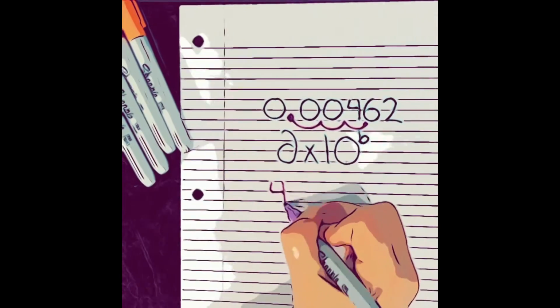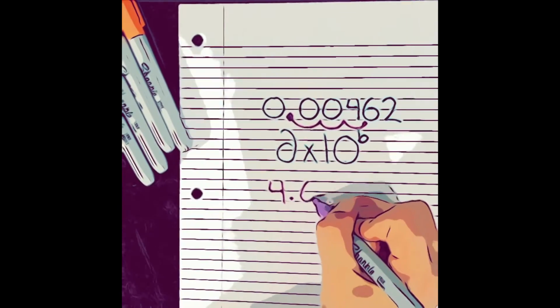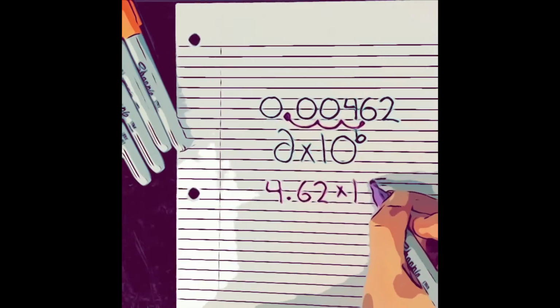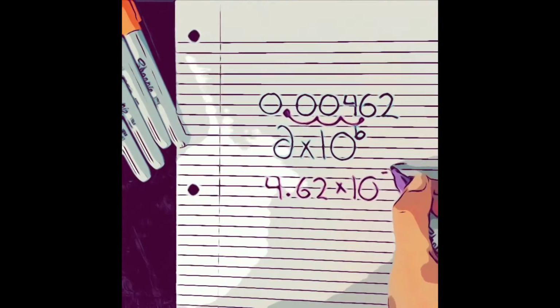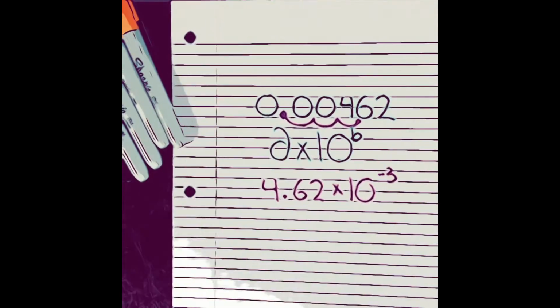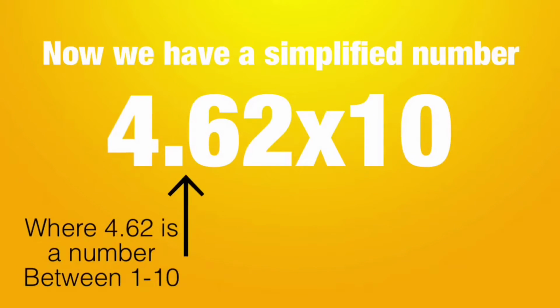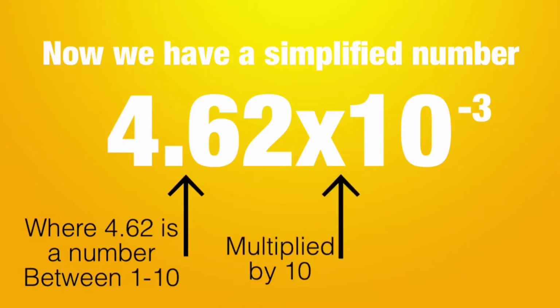Scientific notation allows us to simplify a number by getting rid of unnecessary zeros. Next, write your number in scientific notation, and you're done. Now we have a simplified number where 4.62 is a number between 1 and 10, multiplied by 10 to the power of -3.